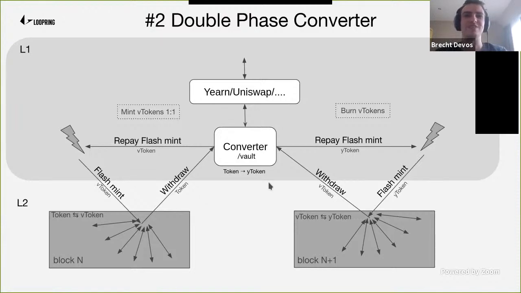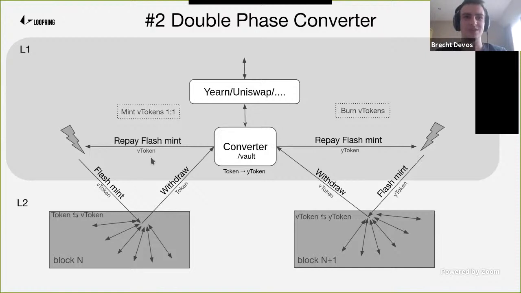So if there are 100 people that want to put 1 ETH in Yearn, and you put 1 ETH in, then you have 1% of the share in this vault, which is still 1 ETH at the time.